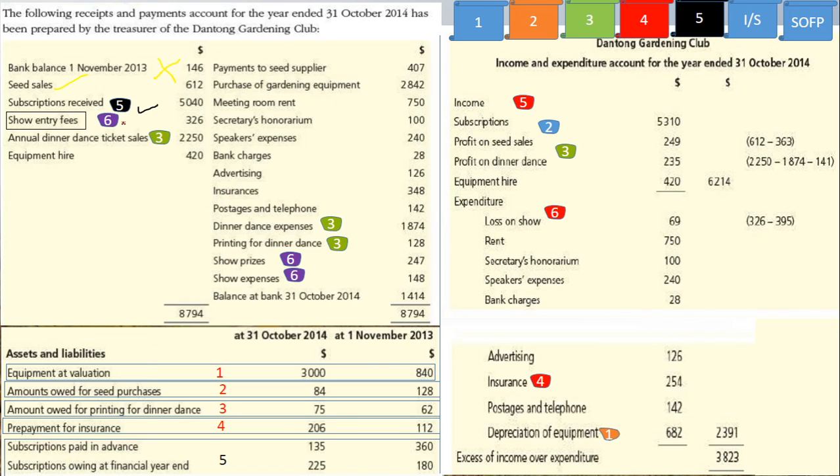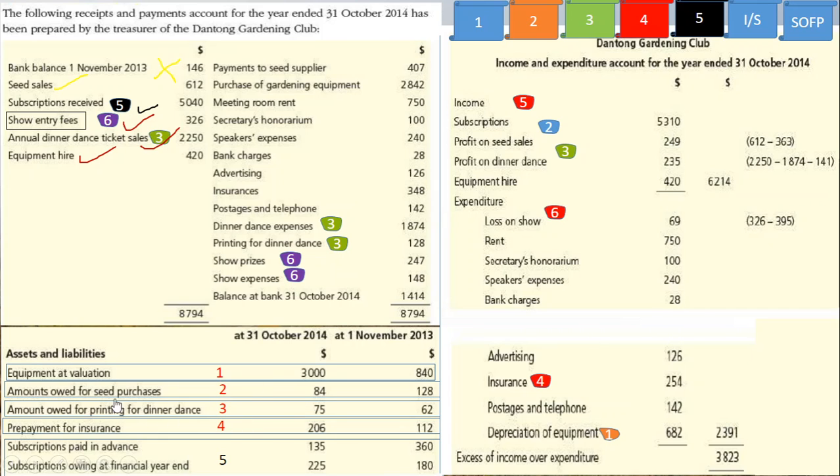Make sure you go step by step. We have done all, so all this has been recorded without any miss. So that's your income side. Now we go to the expenses side. If you go to the expenses side, payment to seed supplier.